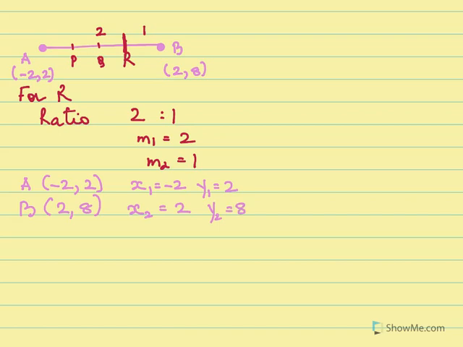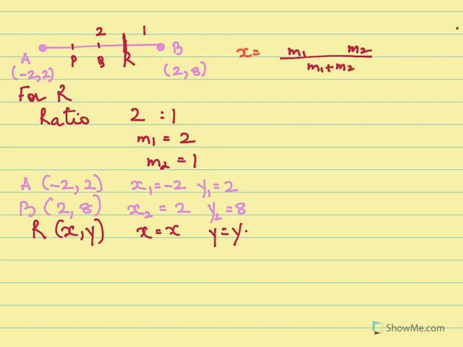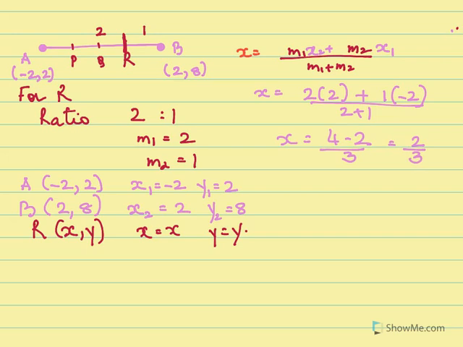And the point R is x, y. So take x as x, and y as y. And we start using the formula. So we have x equal to M1 x2 plus M2 x1. So the x will be 2 into 2 plus 1 into -2 over 2 plus 1. So x is 4 minus 2 over 3, and that would be 2 by 3 as your value of x.